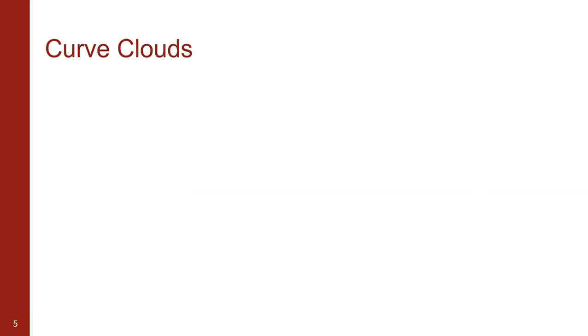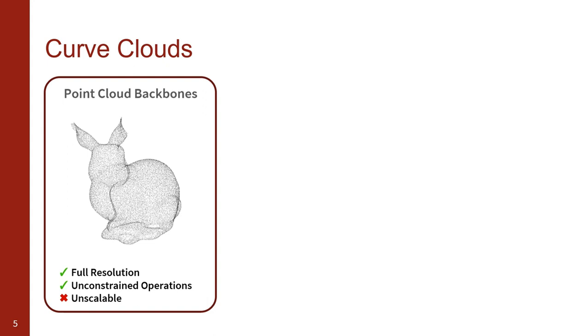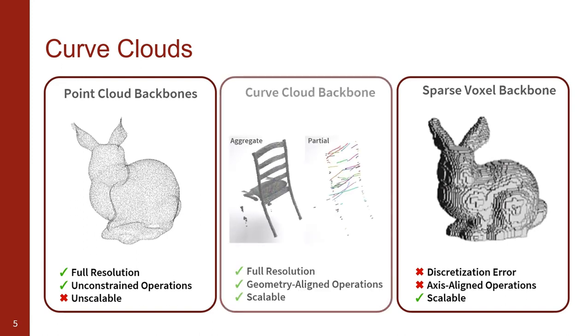We show that we can improve 3D perception by using a curve cloud. That is, point cloud backbones operate on the full scanning resolution and employ arbitrary 3D neural operations. However, they struggle to scale to larger scenes. On the other hand, sparse voxel backbones are highly scalable, but incur discretization error and are limited to axis-aligned operations. In contrast to these popular approaches, curve cloud reasoning operates directly on the raw scan, is not constrained to axis-aligned operations, and is highly scalable.